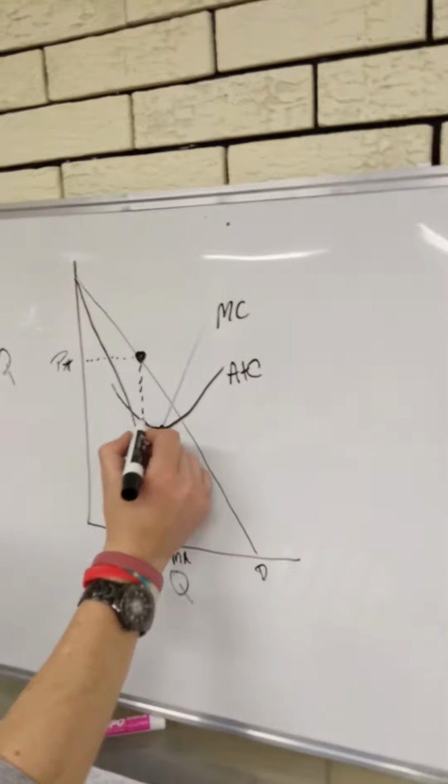Now, how do we show profit? We know it's from whatever price this guy's charging down to ATC, and they ask you to shade that in. So make sure you shade it in.